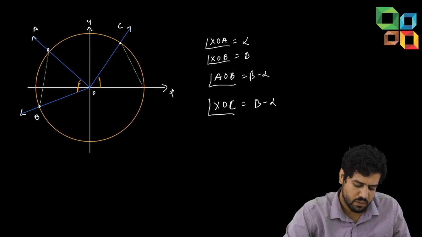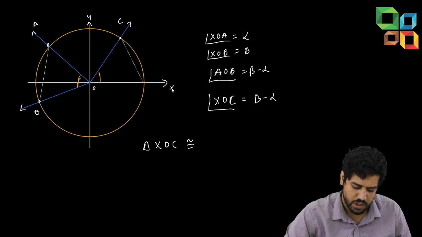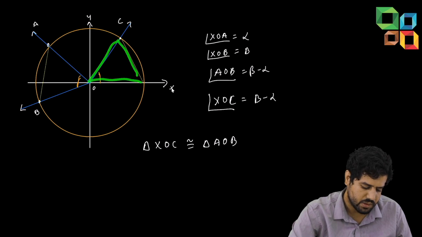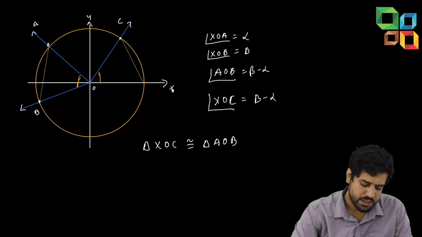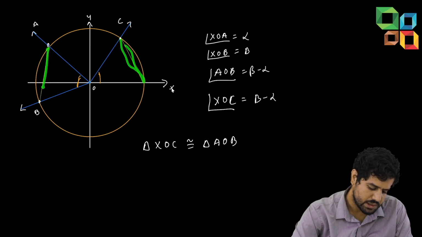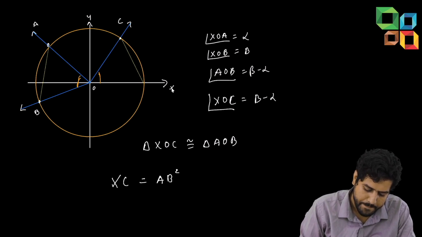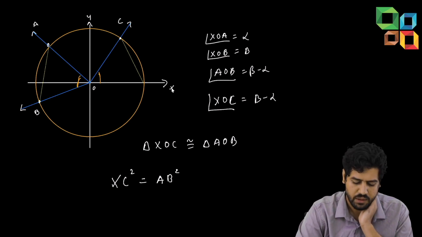So you will have triangle XOC is congruent to triangle AOB. Okay. This triangle is congruent to this triangle. That means this length is equal to this length, right? So we have XC, which is equal to AB. Okay, I'll just write XC square is equal to AB square. You will see why.